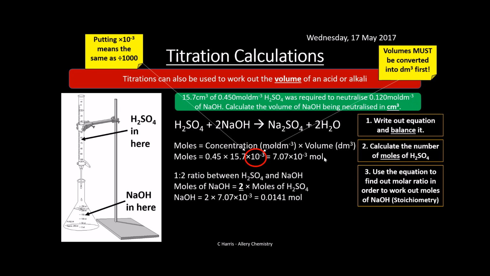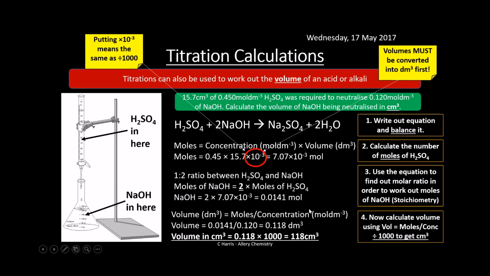Then we're going to use the equation to find out the molar ratio in order to work out the number of moles. We call this stoichiometry. So we've got a 1:2 ratio between sulfuric acid and sodium hydroxide. So the number of moles of sodium hydroxide is 2 times the number of moles of sulfuric acid. So that's going to be 2 lots of 7.07 times 10 to the minus 3, because that was the number of moles of acid. That gets us the number of moles of sodium hydroxide, 0.0141.